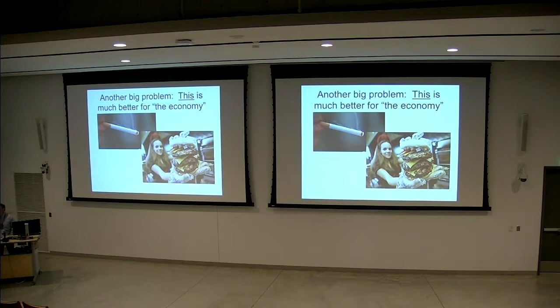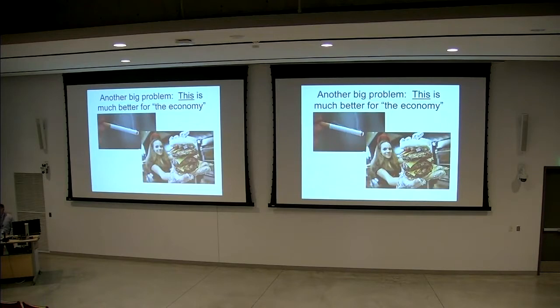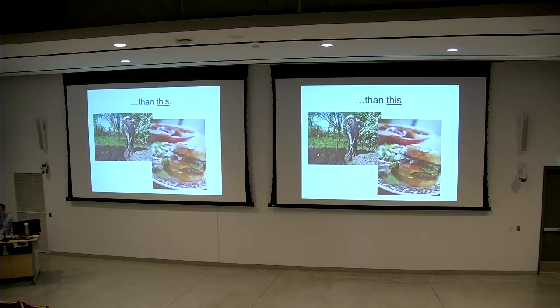Here's another problem when we look at this. This is much better for the economy as we measure it than this. So again, smoking and eating way too much has better economic impacts than gardening and eating a modest amount of healthy food. And that's because the way we measure the economy is all driven by our belief in growth, that growth is essential and growth is the necessary ingredient towards widely shared prosperity. We measure that through the gross domestic product, the GDP.